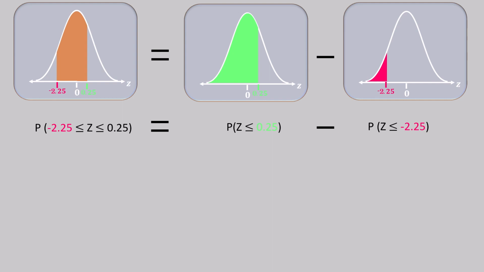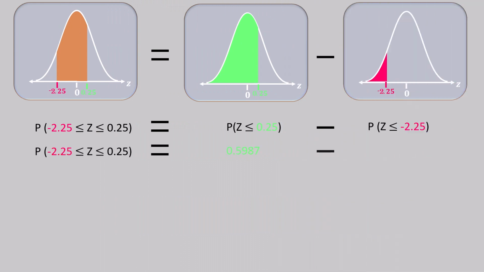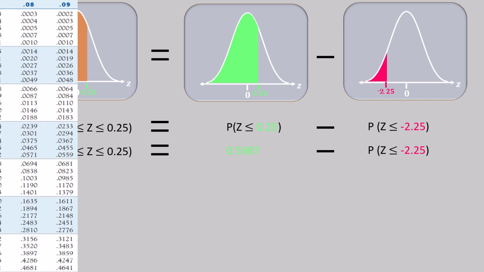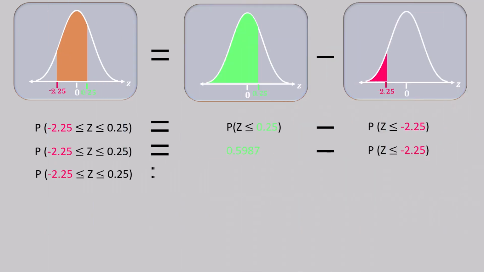First, z less than equal 0.25. It is here. Go to the table. It is 0.25. That is 0.5987. Right? So, we can write this 0.5987 minus probability z less than equal negative 2.25. Now we need to find this. Again, it is z and the area less than. So go to the table. It is negative 2.25. It is 0.0122. So you can plug numbers, then get the answer.